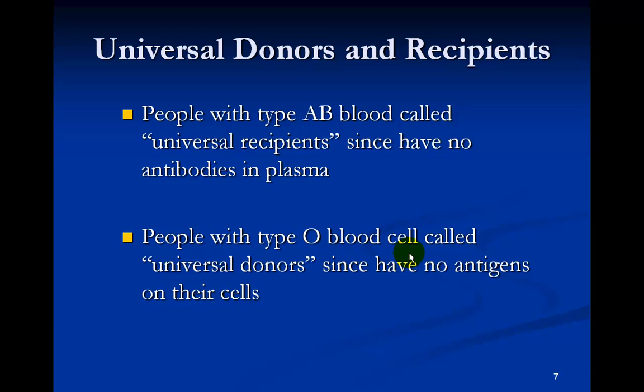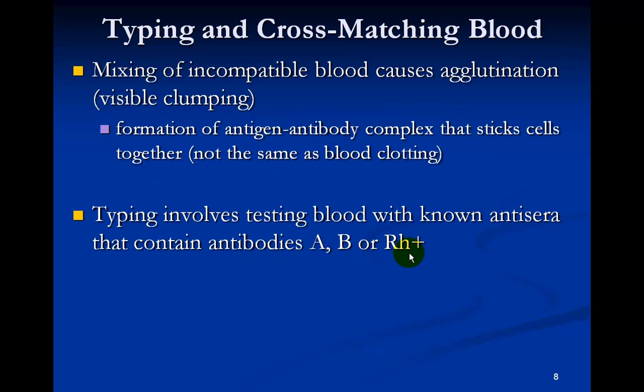Well, the universal donors and recipients: people with type AB blood are called universal recipients, since they have no antibodies in their plasma, and therefore they can accept any kind of blood. Makes no difference what kind of antigens are on the blood cells. People with type O blood are called universal donors, since they have no antigens on their cells, so that when they are introduced, there's no antibodies in the plasma that would cause any problems.